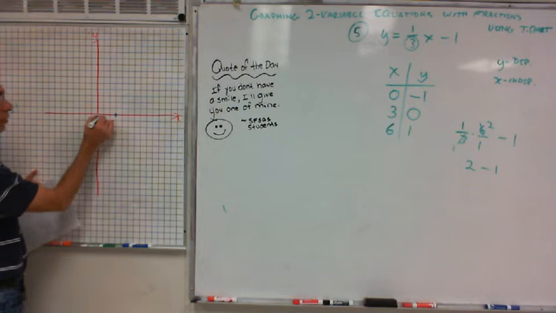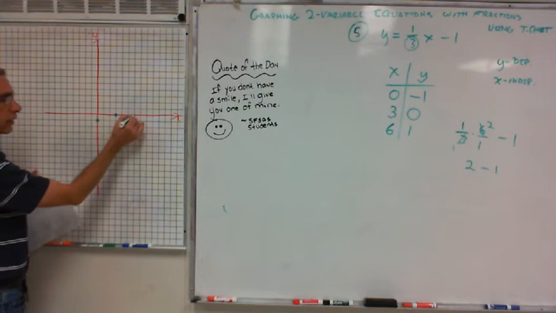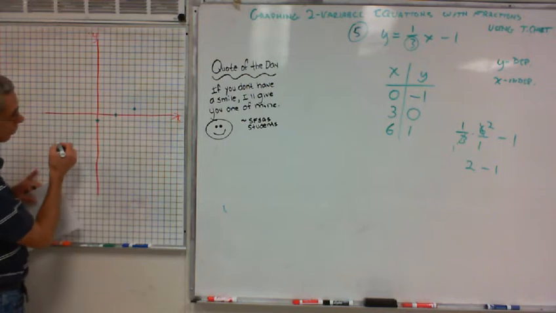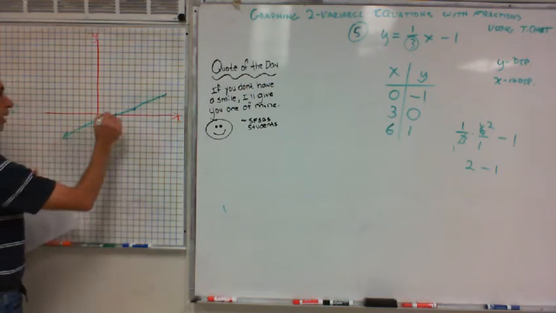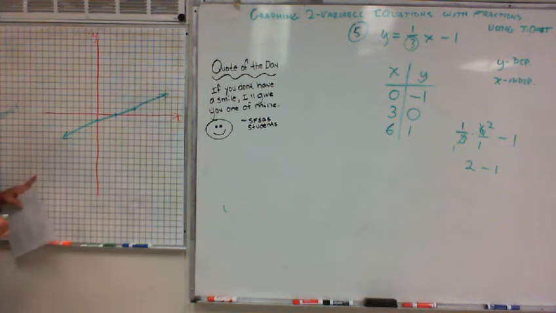I go 6 to the right: 3, 4, 5, 6. And I have to go up 1, and then I put my dot there. Is that a straight line? Yes. So that tells me I'm pretty sure I did everything right. Okay, so I did it.